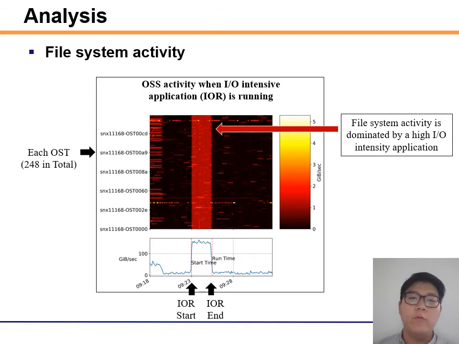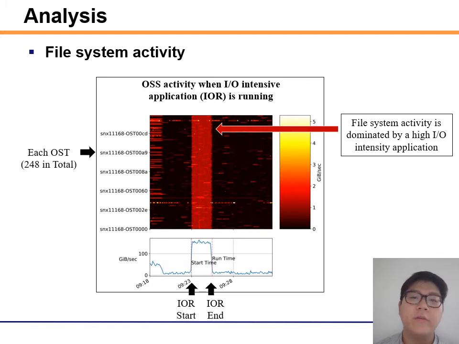In this slide, we look at the data server activity when an I/O-intensive application is running. Each line in the figure denotes each OSS server. As the color becomes red, it denotes that the specific OSS is busy at the time. When an application, in this case IOR, is running, we can see that every OSS is utilized heavily, and the OSS is relatively free when the IOR is completed.